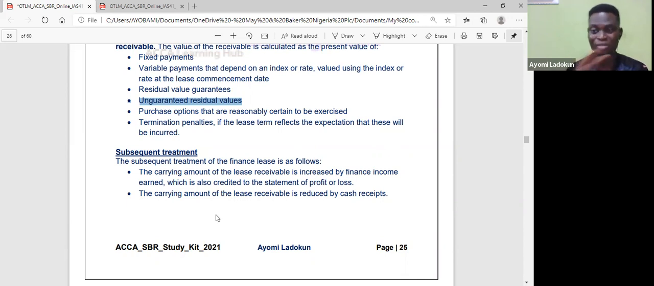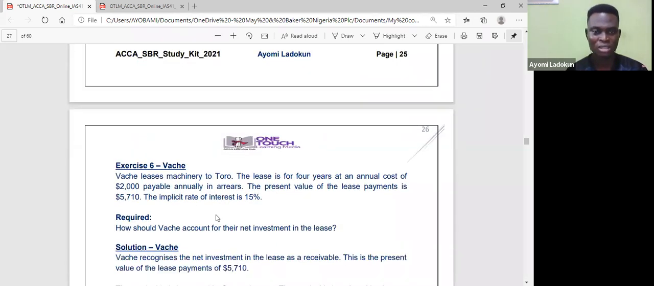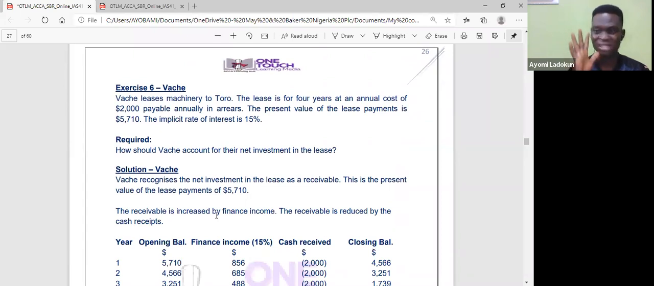Okay, so that's what is happening. So that's a subsequent measurement. So obviously, this is quite straightforward. So now here, in this question, VACH leases machinery to Toro. The lease is for 4 years, annual cost of $2,000 payable annually in Naira. So the present value of lease payment.